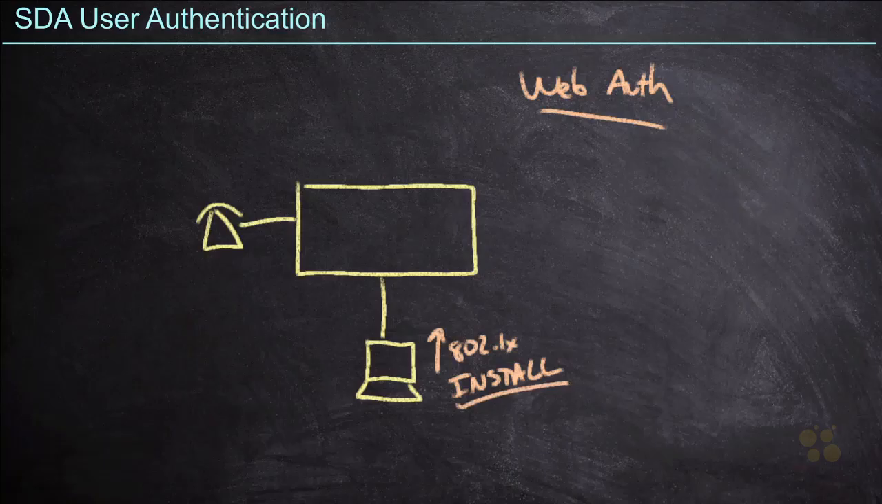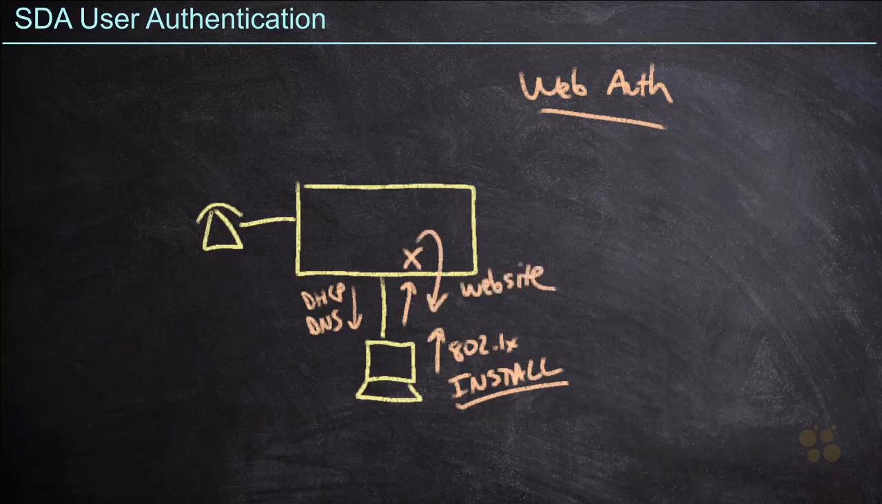What we do for WebAuth is we allow the ability to get a DHCP address, which will contain a DNS entry. Then the next time the PC tries to access a website using the web browser, we're going to intercept that communication and direct them to a website that allows them to log in. So they will provide their username and their password on this website, and that will authenticate them into the network. This is an option that prevents us from having to install the supplicant everywhere.